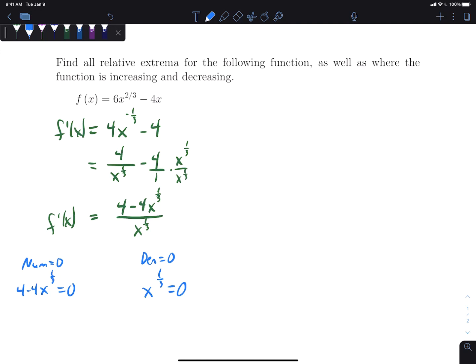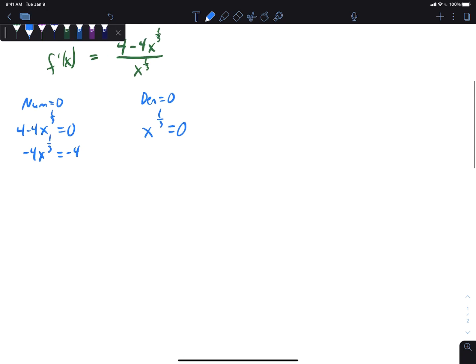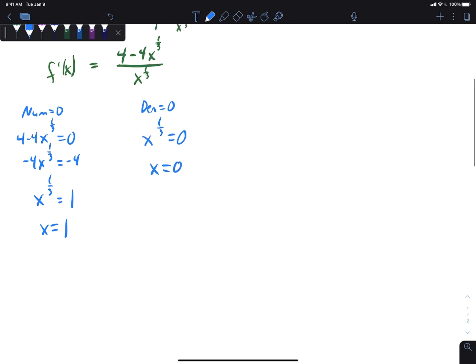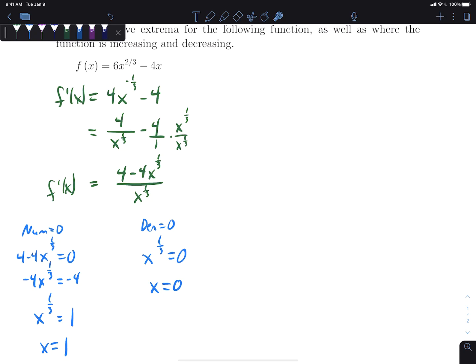So here, subtract 4, so negative 4x to the 1/3 equals negative 4. Divide by negative 4, so x to the 1/3 power equals 1. Cube both sides means x equals 1. So x equals 1 is a critical number. Then for the other one, x to the 1/3 power, cube both sides, we have x equals 0, and that's also a critical number. Now notice that this 0 and the 1 are both within the domain here. It's just that at 0, the derivative itself is undefined.